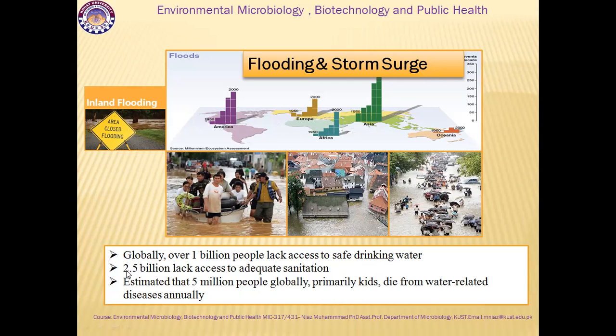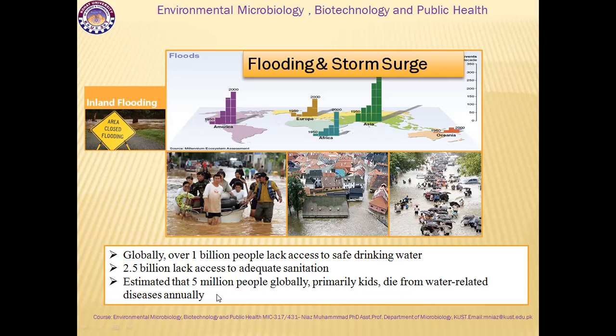In another component, we are saying that 2.5 billion people lack access to adequate sanitation. They have no proper system of sanitation. It is estimated that 5 million people globally, primarily kids, die from water-related disease annually.